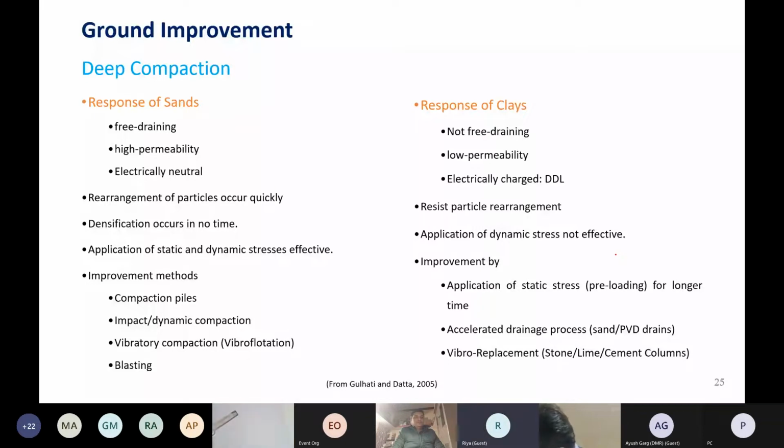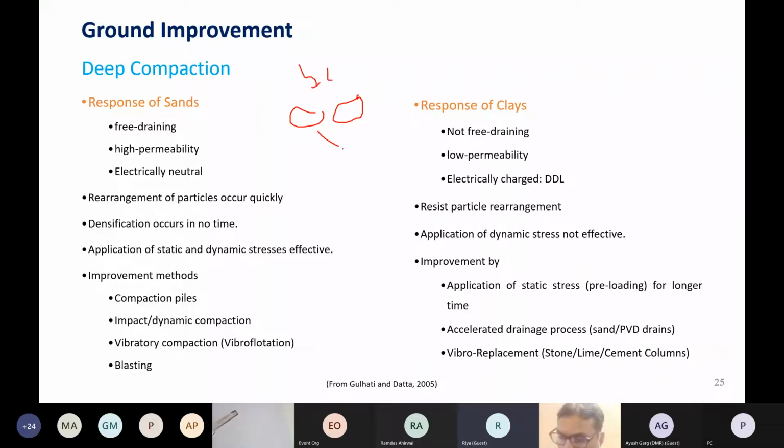Before we go into the deep compaction, one basic thing that we have to understand is the response of sands to external stress and the response of clays to external stress, those are different, right? Because sands are freely draining, they are highly permeable, and the particles are electrically neutral. There are no interparticle charges and no particle to particle interaction present. For this reason, these particles can get rearranged under compaction energy very quickly. So the densification can occur in no time. If you have sand to sand particles, under simple application of energy, they can come together very easily. You can compact and densify it very easily.